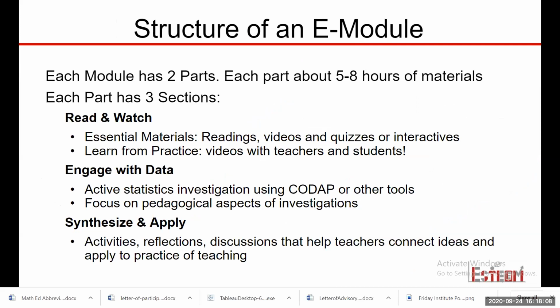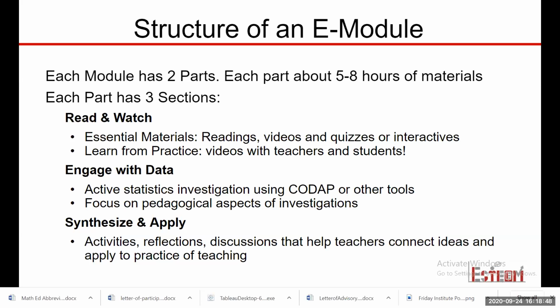So each module, I think I said, has two parts. Each part is about 5 to 8 hours of material. And then each part has 3 sections to it. And we tried to create those sections so that they had a similar structure across the modules. We have read and watches, so there's quick things to read, videos to watch, quizzes. There might be some interactive CODAP things to do. There's always a really rich data experience. And sometimes there's a pedagogical investigation in there, not always. And then at the end, kind of synthesizing and apply.